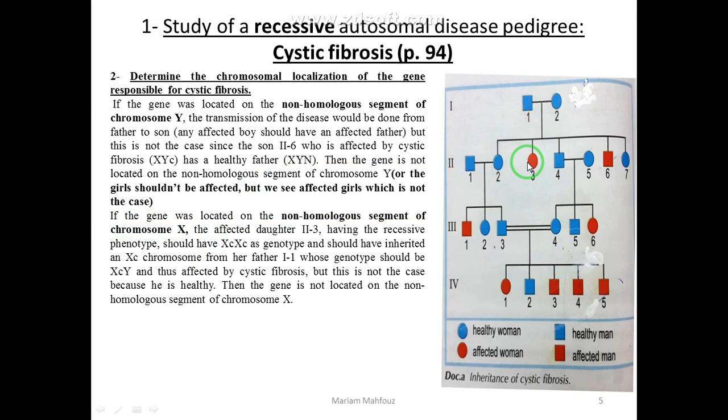فاذا مثل ما قلت لكم استراتيجيه هيدي النقطه انه ندور على بنت افكتد وبي مش منصاب لحتى نبرهن اكيد انه هو مش على الاكس. فاذا if the gene was located on the non-homologous segment of chromosome X, the affected daughter 2-3 having the recessive phenotype should have XC as genotype and should have inherited XC from her father 1-1 whose genotype should be XCY and thus affected by cystic fibrosis, but this is not the case because he is healthy, then the gene is not located on the non.